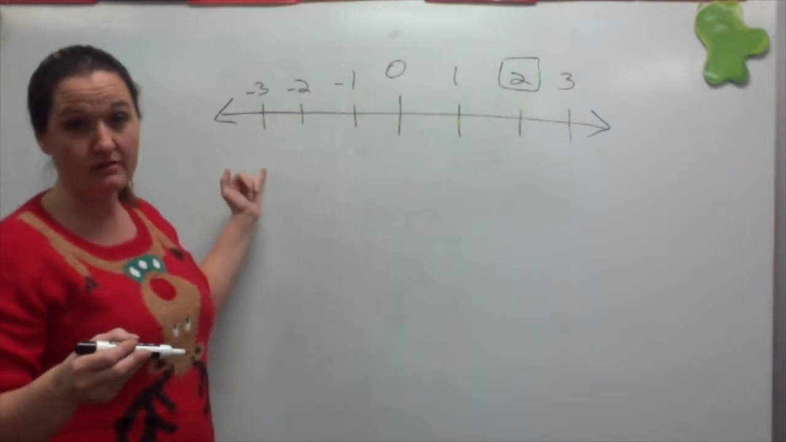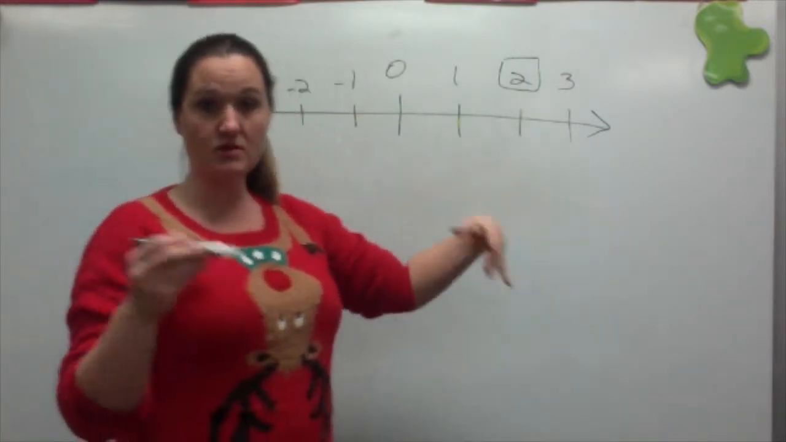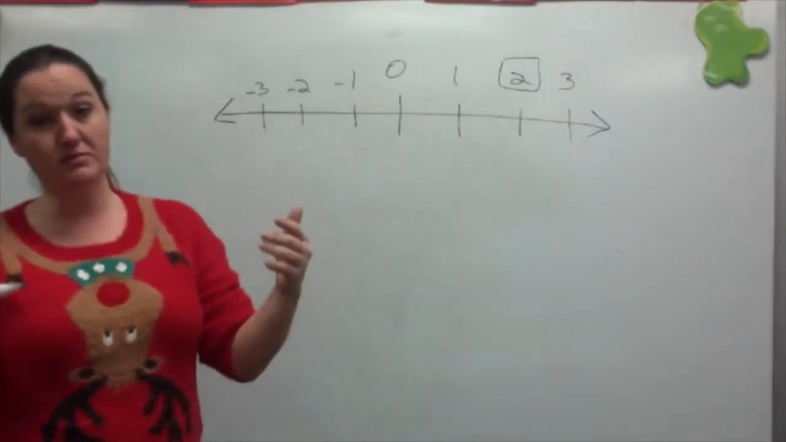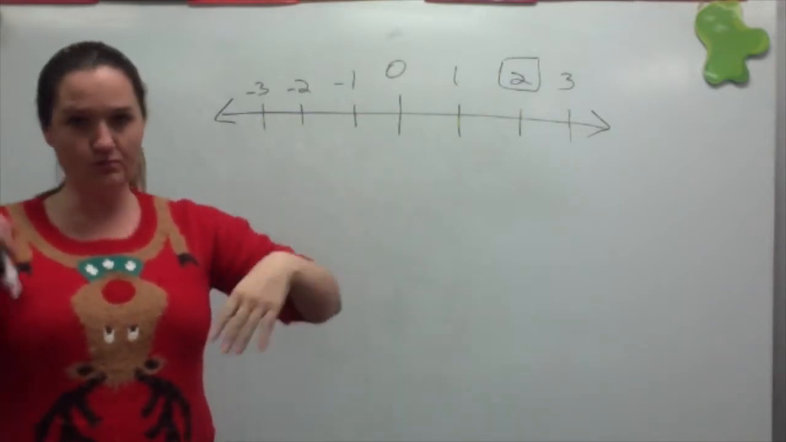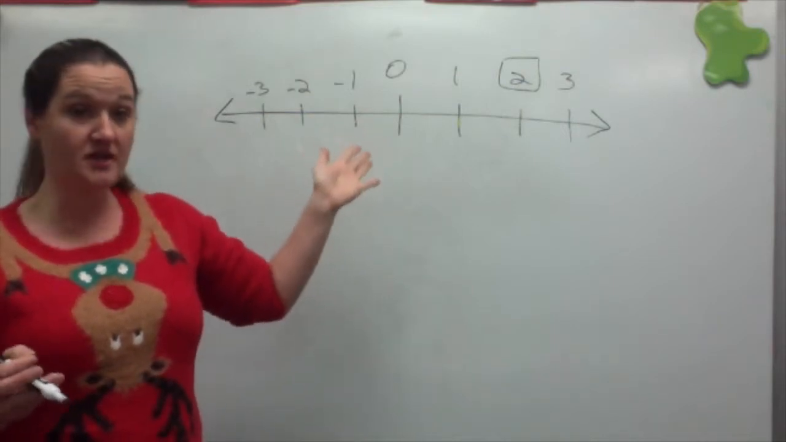What's the opposite of -3? Positive 3. What's the opposite of 1? -1. What's the opposite of 1,000? -1,000. So opposites, just whatever the other sign is, same number.